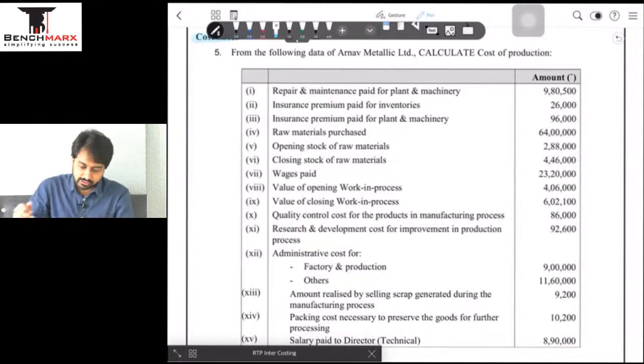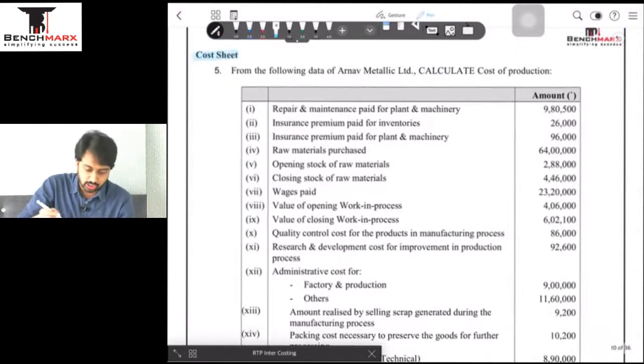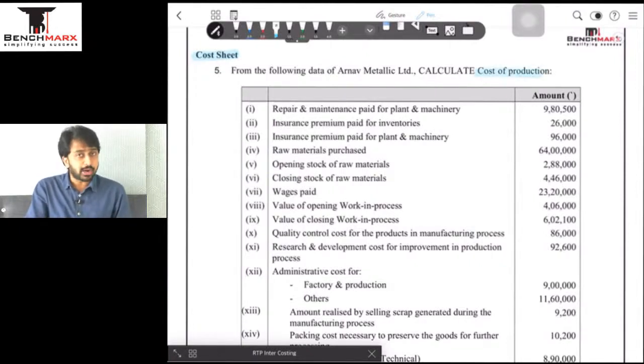Question number 5 is what we are starting from, depending on cost sheet. So let's start. Question number 5. From the following data of some company, compute the cost of production. So COP is a part of cost sheet. So all we have to do is read the COP and stop.